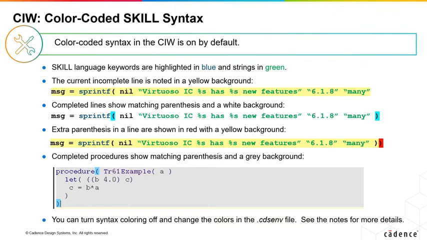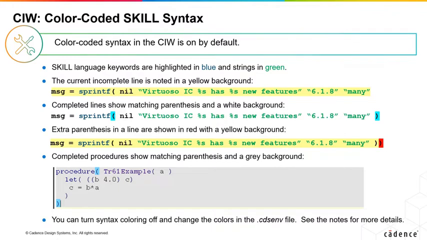Here we want to look at the color-coded syntax feature of the command interpreter window. So skill language keywords are highlighted in blue by default and the strings are in green. We'll see that in the examples below. In the first one, what you'll note in 616, this is new, as you're typing, you'll see the background of the command highlighted in a light yellow color. This indicates the command is not yet complete.